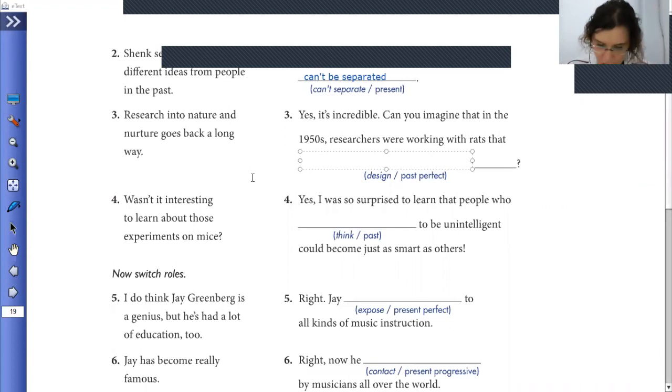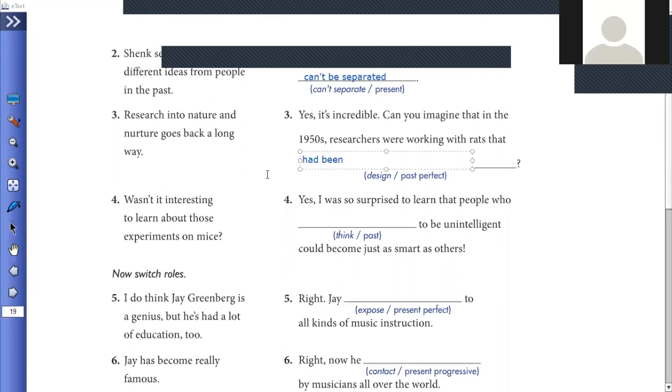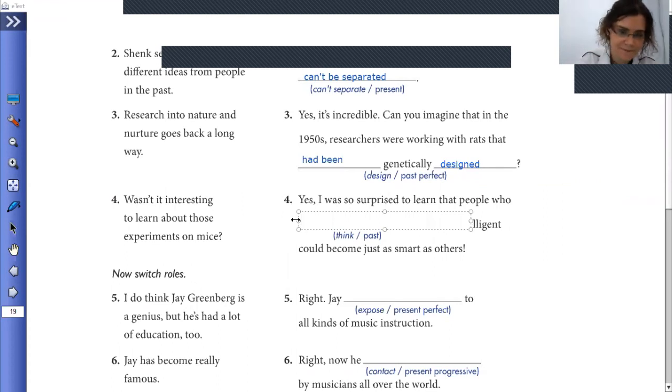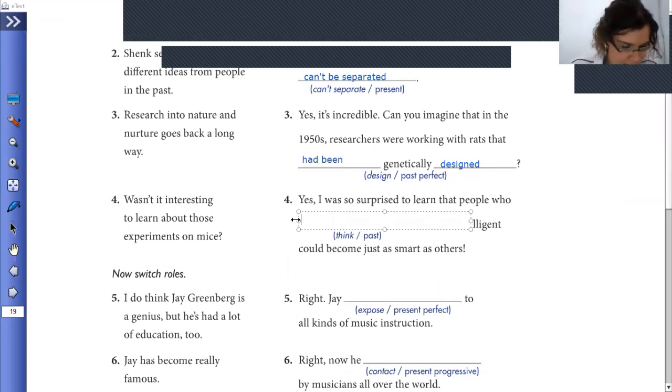Awesome. Okay, now we are at number 3, design past perfect. So it's past, so it is had been genetically designed. Why is everybody else quiet? Okay. Megan, thank you for your help.